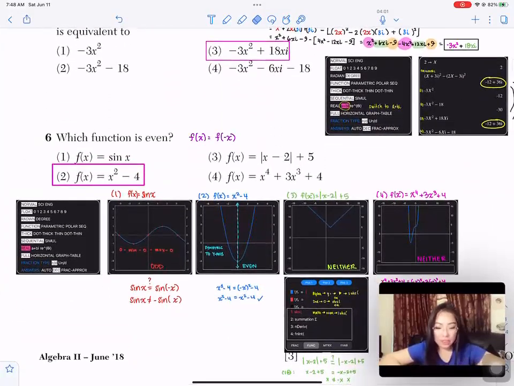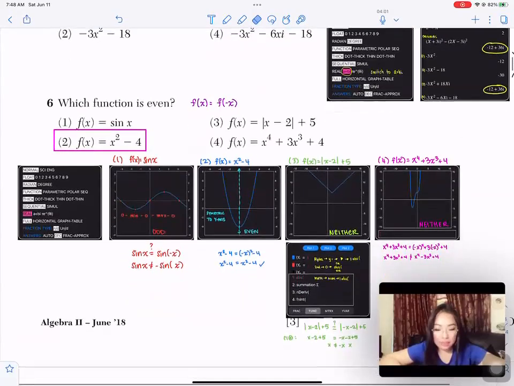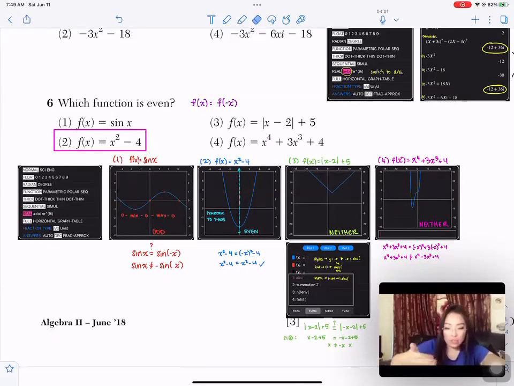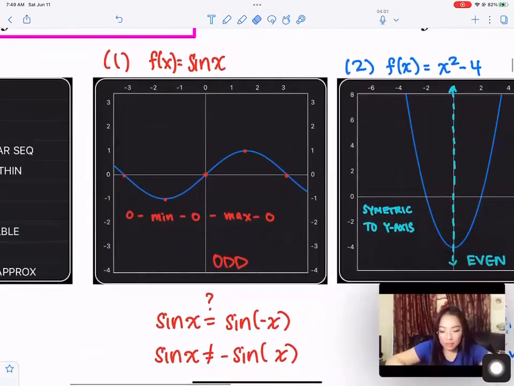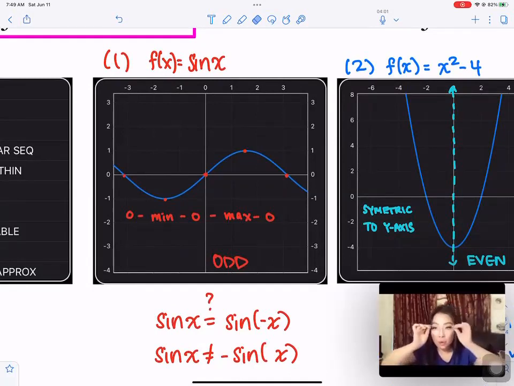Is the function even? A function is even if it is symmetric to the y-axis. So it has some symmetry, okay? So let's take a look at each choice. Sine of x is an odd function because it has rotational symmetry. It means that if you rotate about the origin 180 degrees, it will look back to itself.